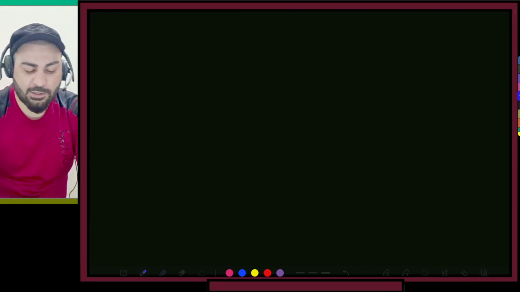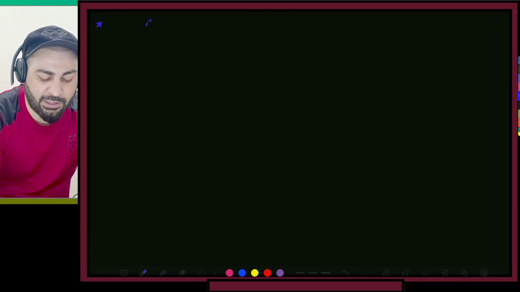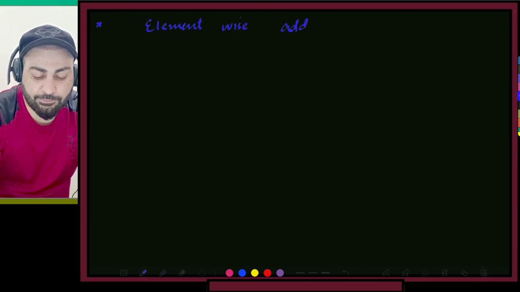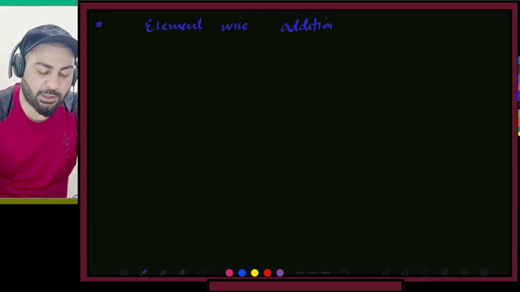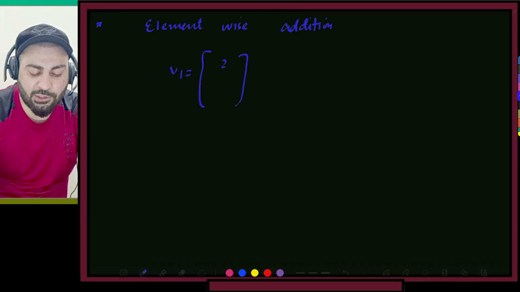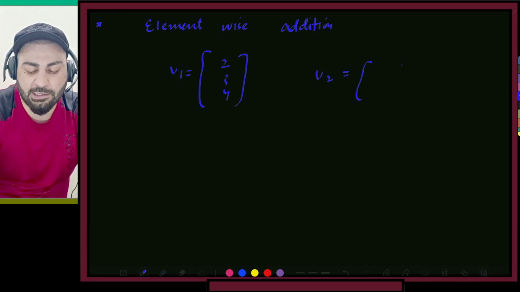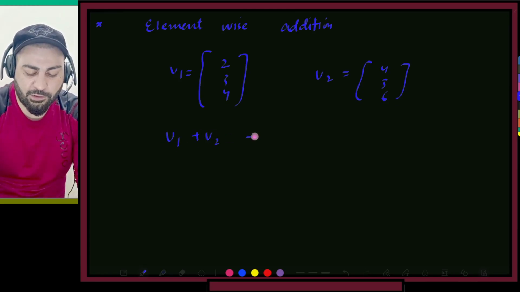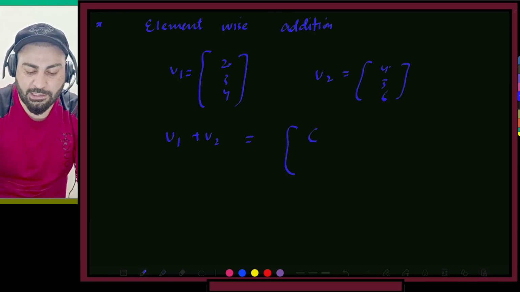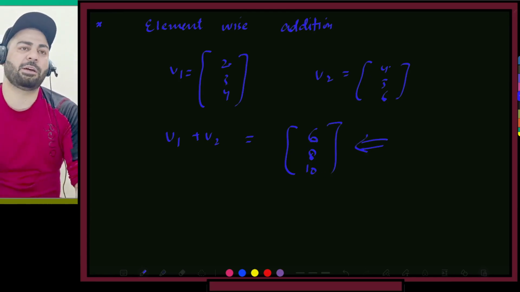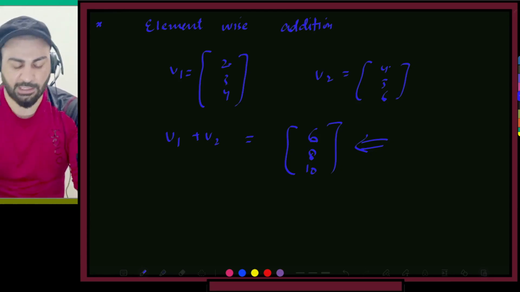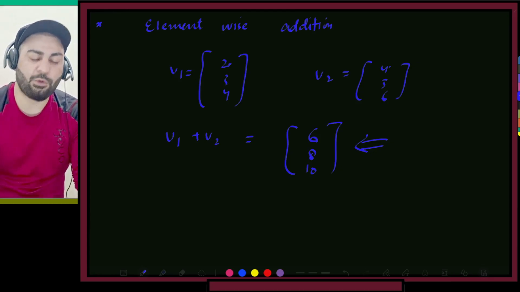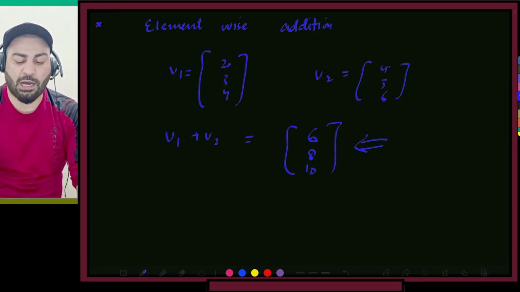Then the other thing is what's called element wise addition. If we have vectors v1, which is (2, 3, 4), and v2, which is (4, 5, 6), then v1 plus v2 is 2 plus 4 is 6, 3 plus 5 is 8, 4 plus 6 is 10. This is the new vector, in terms of its numbers. If the numbers of the vectors are given to us, we can add them together. But let's restrict ourselves to 2 dimensions. How can we get the numbers?